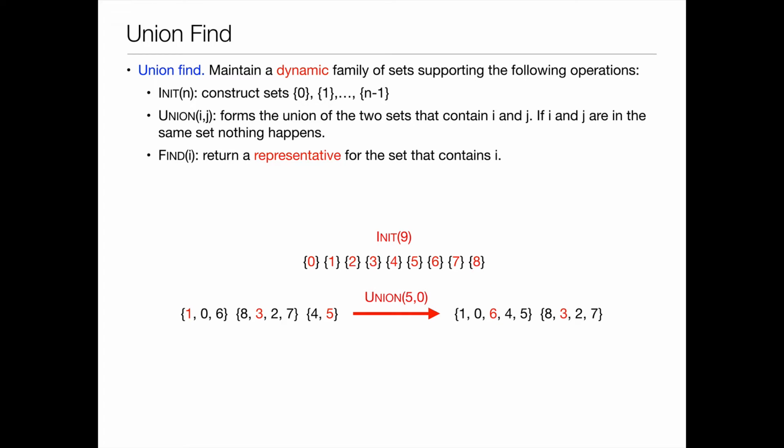The union operation takes two elements i and j and forms the union of the two sets that contain elements i and j. So for instance, if I do union 5, 0, then I take the set, in this example we have 3 sets, containing the 5 element and the set containing the 0 element, and then I take the union of those to get this new set here.